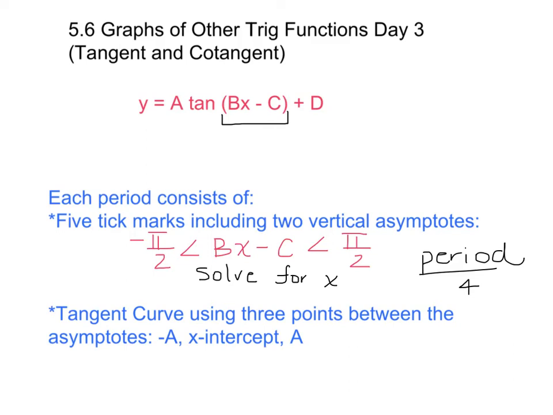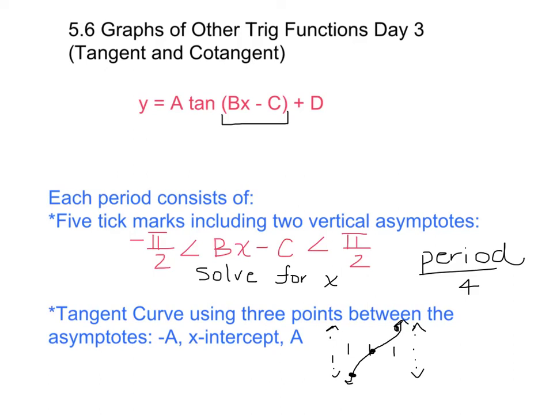And then it says your tangent curve uses 3 points between the asymptotes, negative A, the x-intercept, and then positive A. So when you graph it, 1, 2, 3, 4, you'll be at negative A, whatever A is, your x-intercept, positive A. So your graph is going to look like this.